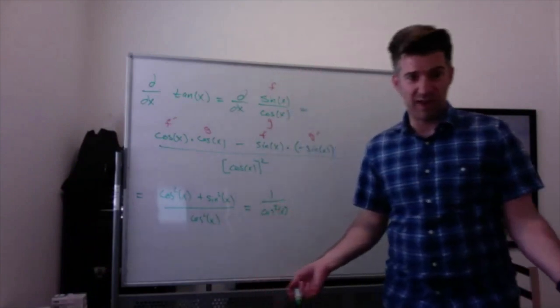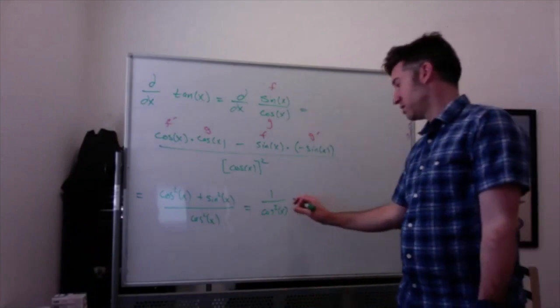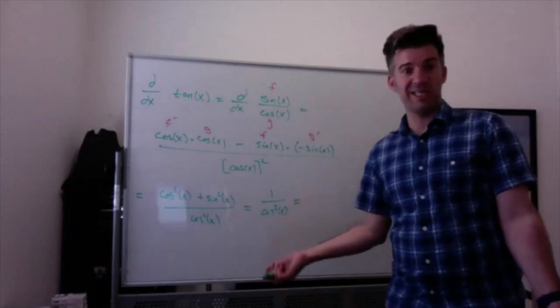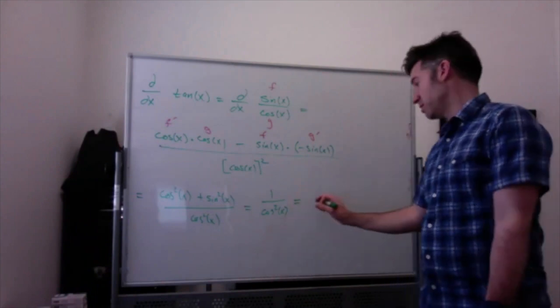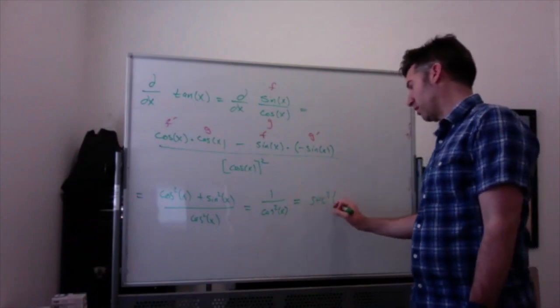And we never write it that way. We always write it as, well, 1 over cosine is secant. So 1 over cosine squared is secant squared. So this is secant squared of x.